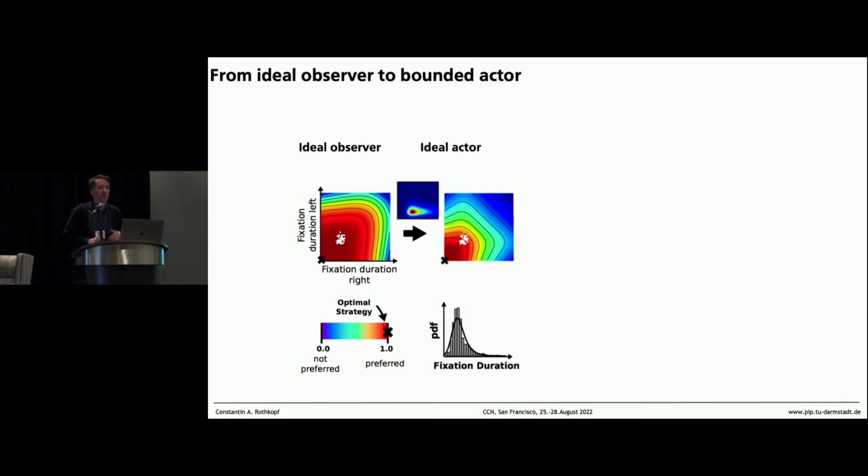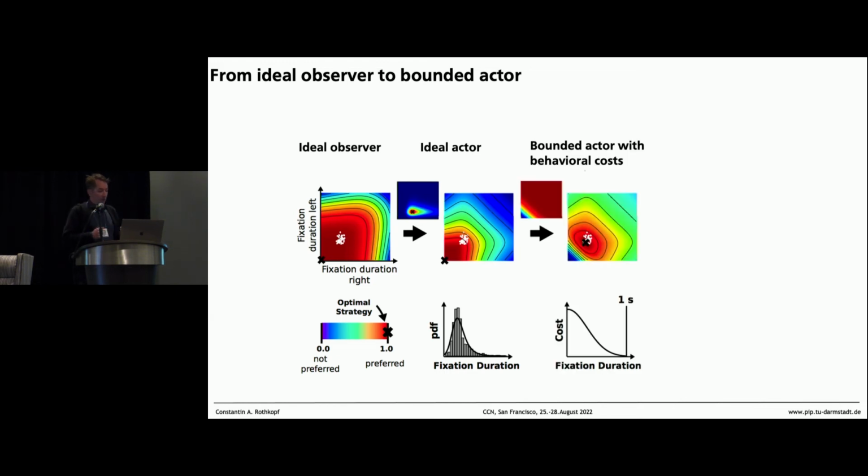And so now we have something that we call an ideal actor because, right, there is irreducible action variability. But that's not all. So the next step is to come up with a bounded actor, and we call it bounded really not because there are bounds in that way, but we think about this in terms of Herb Simon's idea of bounded rationality, that there are internal costs to the agent. Here we used a particularly simple way of parameterizing this with the sigmoid function.